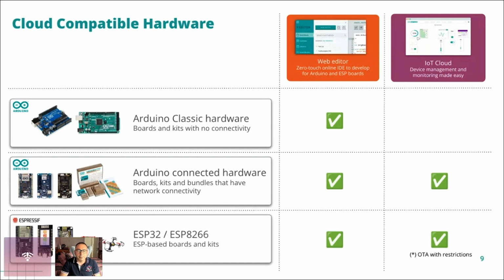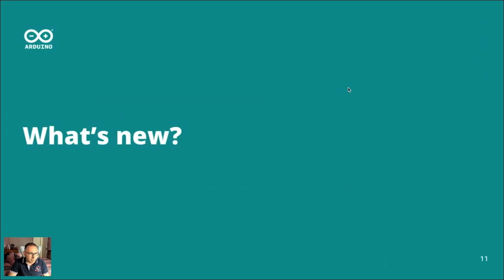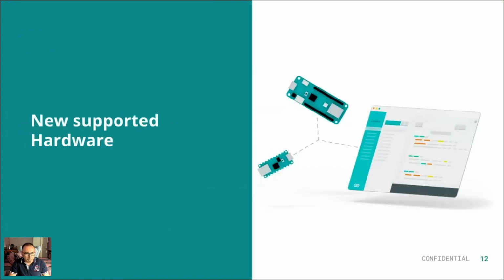The IoT Cloud is a little bit more restrictive, but it is for a very good reason. Only connected devices that can send data to the internet are supported. Mainly, this includes most of the Arduino Maker and Nano boards, and of course the popular ESP32 and ESP8266 connected devices. Okay, those were the basics and the introduction, so let's jump into the most interesting part of the presentation and let's see what's new on the Arduino Cloud.